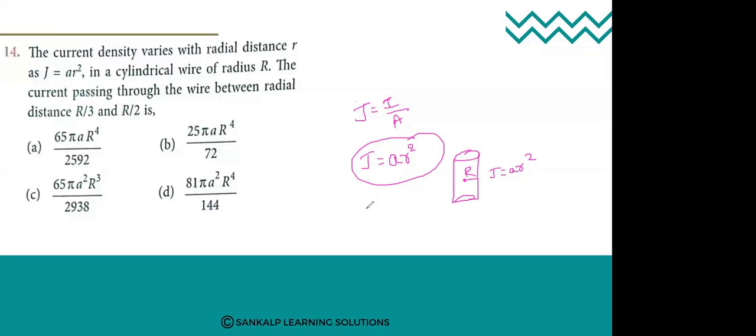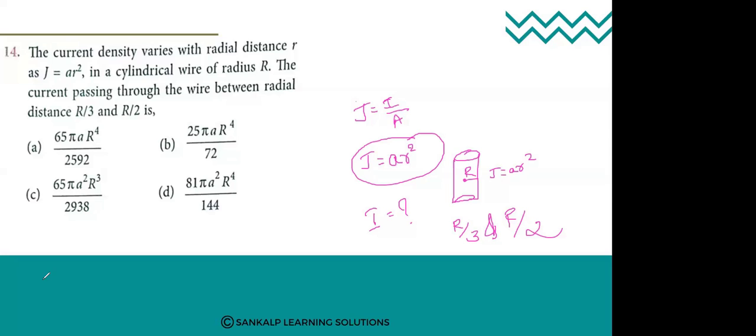In the second part, they are saying the current passing through the wire between some distances. So here we need to calculate the value of the current when the distance varies between R by 3 and R by 2. The current density equation is given, and with that you need to calculate the current. The hint given is that the radial distance ranges from R by 3 to R by 2. Hope the question is clear. Let us see how to simplify this.